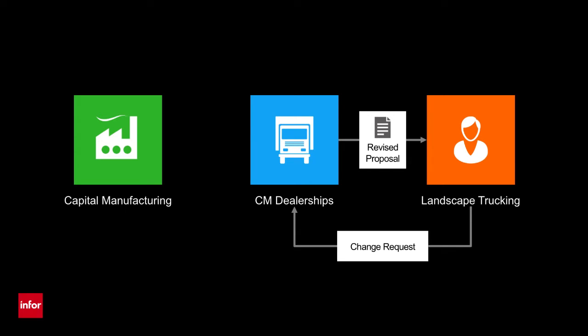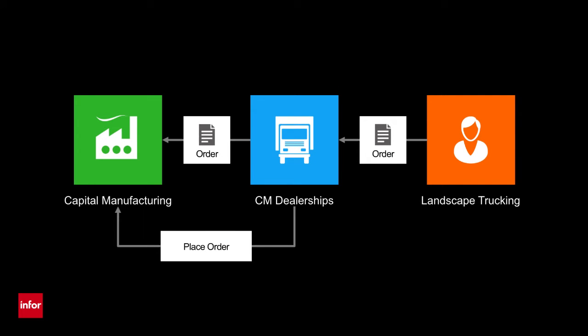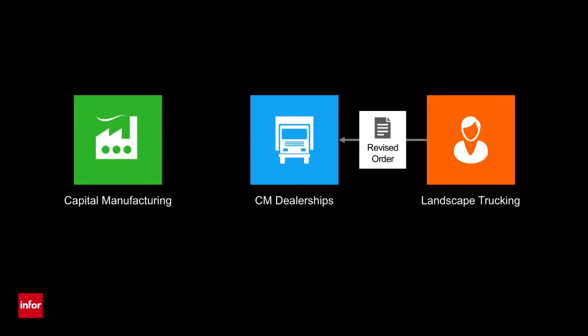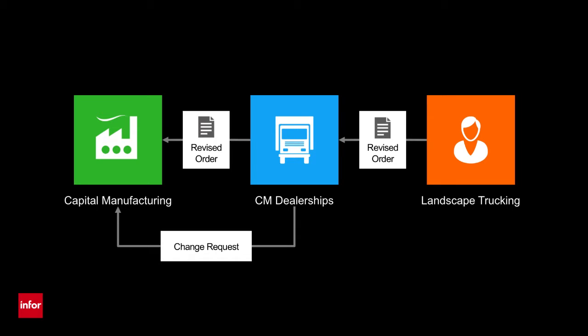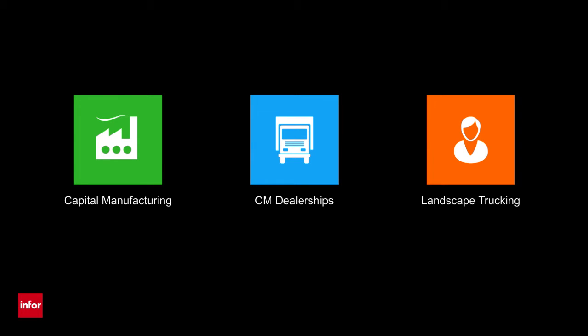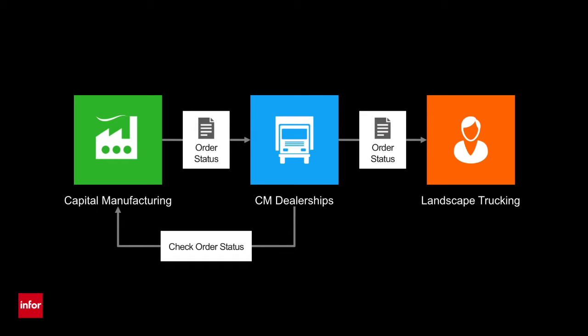win the business. And then, CM Dealerships will convert the revised quote to Landscape Trucking into an order for Capital Manufacturing. After the order has been placed, we will see how Capital Manufacturing responds to a change request and a special request from CM Dealerships, generating an updated price, bill of materials, routing instructions, and manufacturing drawings. And finally, we will see how Capital Manufacturing provides updated order status information to CM Dealerships.